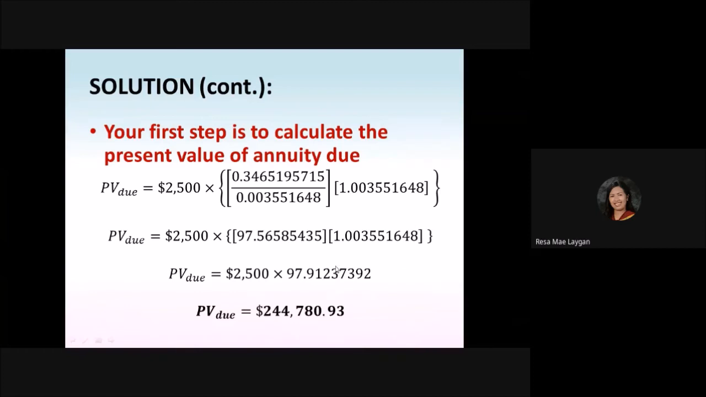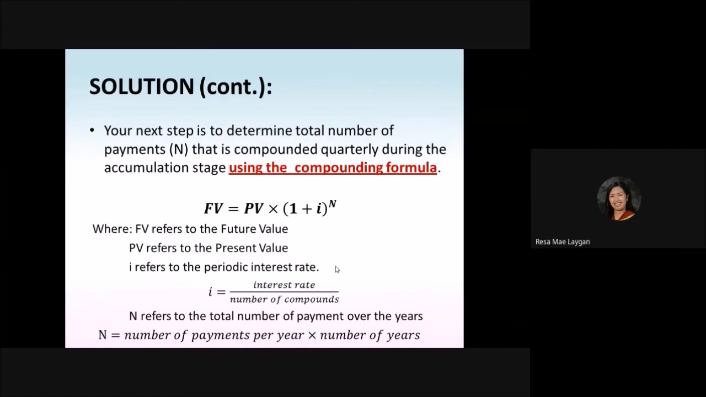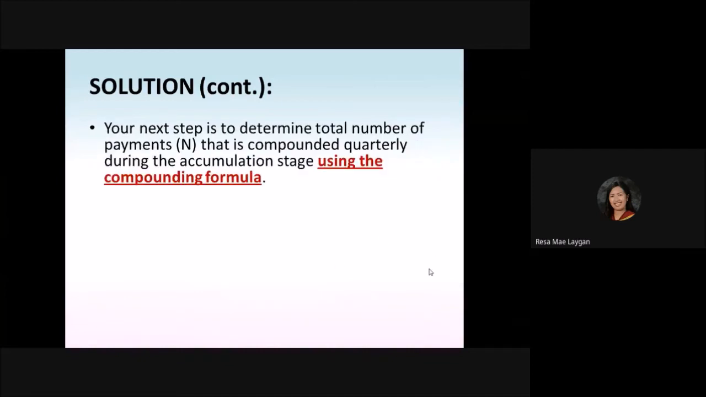$244,780.93. So your next step is to determine the total number of payments, or N, that is compounded quarterly during the accumulation stage using this compounding formula. So you have this compounding formula. So using this formula, you have to take note that the future value is equivalent to the present value of the annuity due, which is 244,780.93, right? And here, this is your present value, which is $50,000.